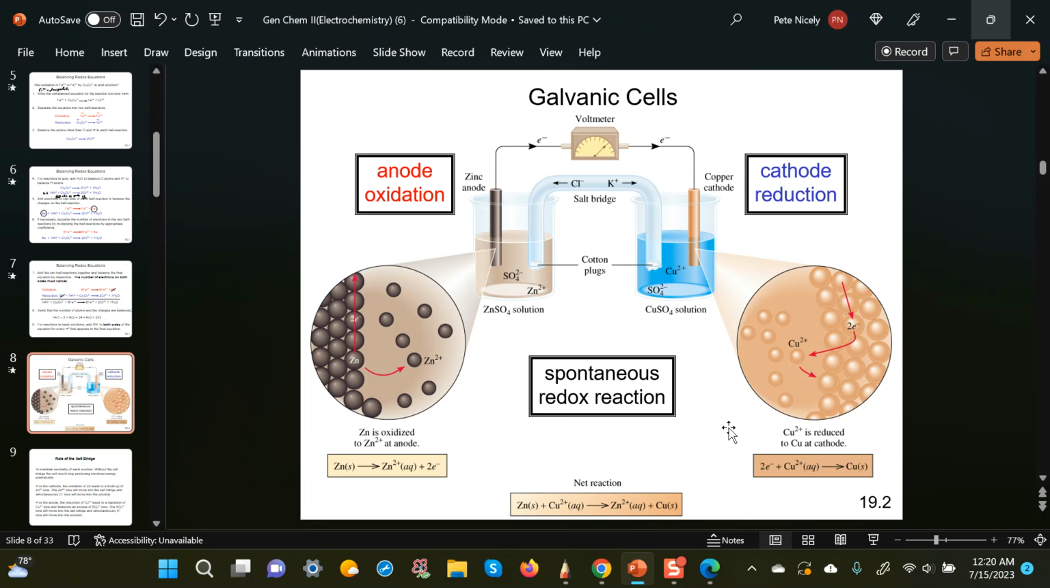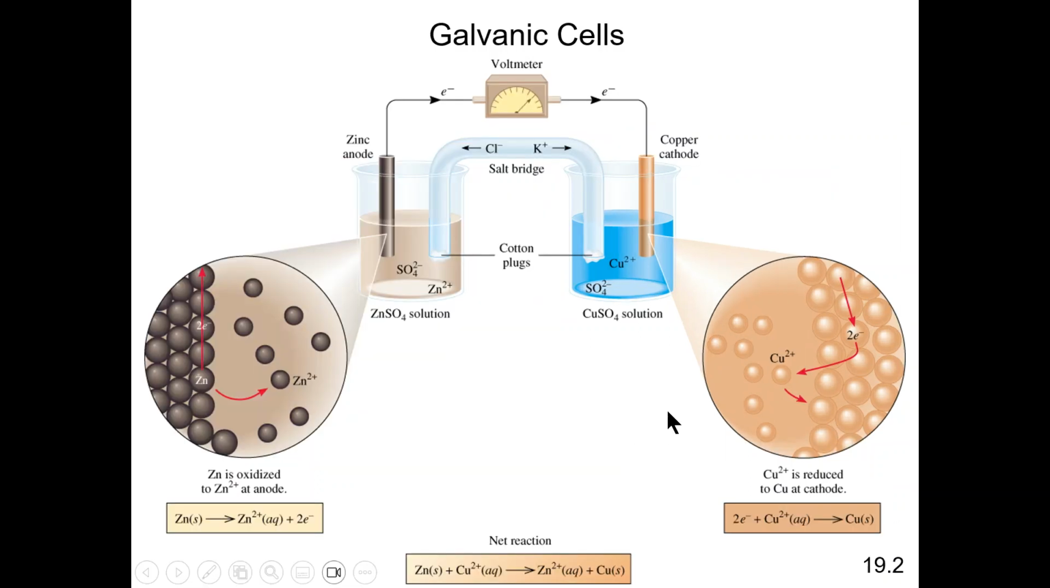So as I said before at the start of this chapter, there are two types of electrochemical processes that we're going to look at. The first type is where a chemical reaction produces an electric current, or energy in the form of an electric current. And then the second type of process is where an electric current is used to drive a non-spontaneous reaction. So we're going to deal with the former first.